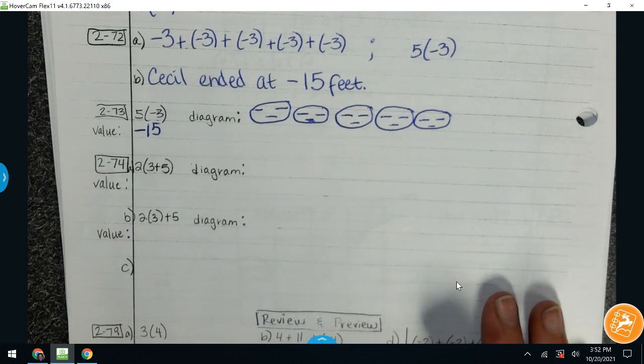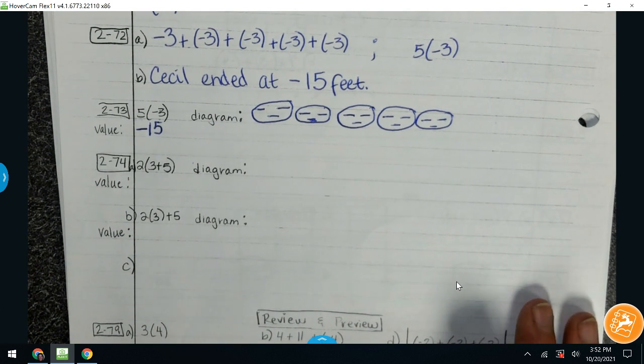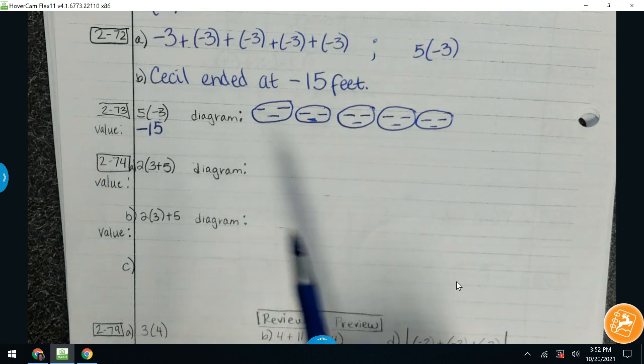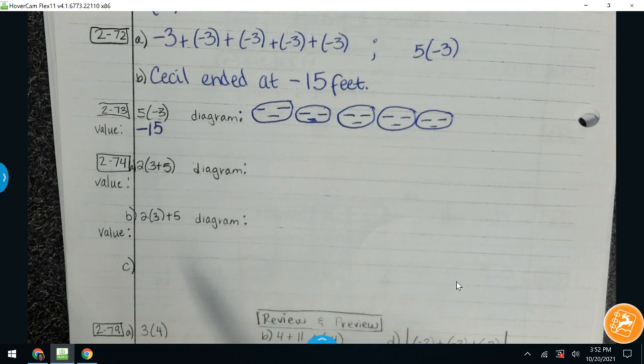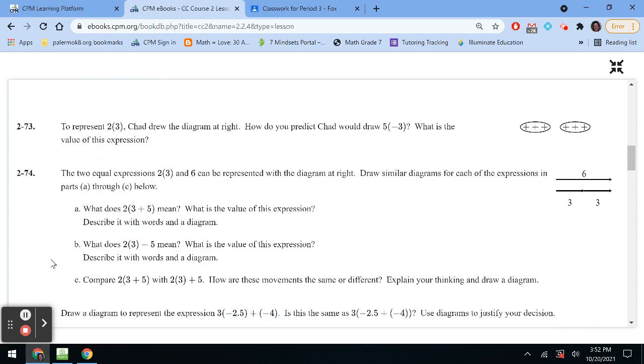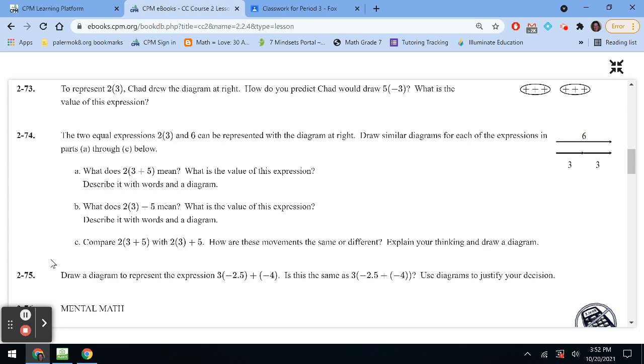So for problem 2-74, we're going to do the same thing. We're going to look at what we have in the group, how many groups there are, draw that, and put the value on there. So let's just read 2-74 real quick. It says the two equal expressions of two groups of 3 and 6 can be represented in the diagram at right. So we have our 6 feet right here, and then we have 3 feet and 3 feet, the two groups. So it says we're going to draw similar ones like this for the expressions below.